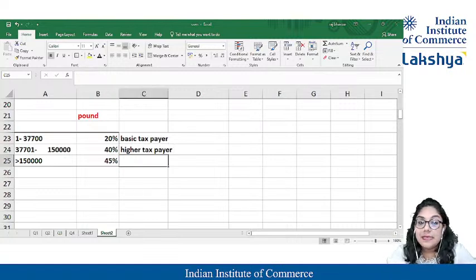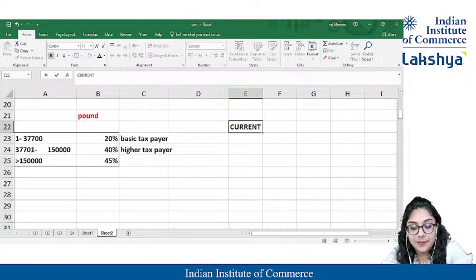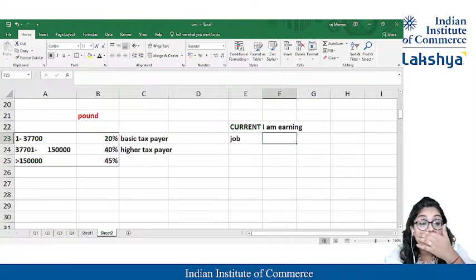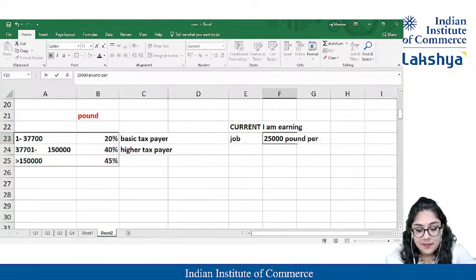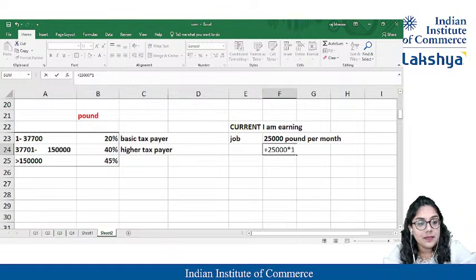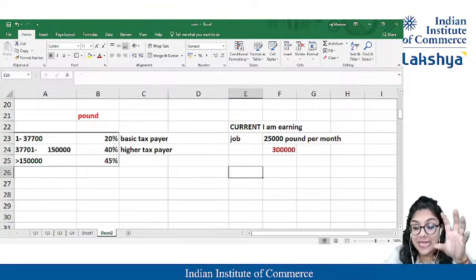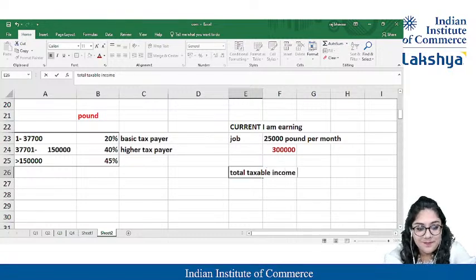Cool. Let me ask you one question. Suppose I am doing some job where every month I am getting 25,000 pounds. What will be my total income for the whole year? Obviously 25,000 into 12. So my total income is 3 lakhs. Students, if my total income is 3 lakhs, what will be my income tax liability? So I can write my total taxable income is, let's say, 3 lakhs.